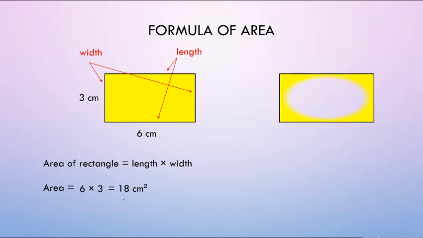So let's try with dividing the rectangle into small squares. So here we have 6 squares and here 3 squares. So how many in total? 1, 2, 3, 4, 5, 6, 7, 8, 9, 10, 11, 12, 13, 14, 15, 16, 17, 18. So our answer is the same, 18 square centimeters. So to find the area of a rectangle, we need to multiply length times width, or multiply the longer side times the shorter side.